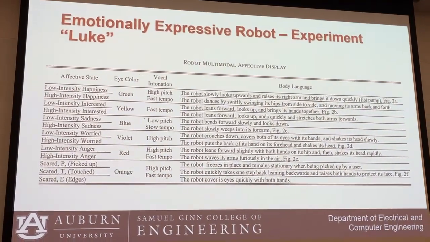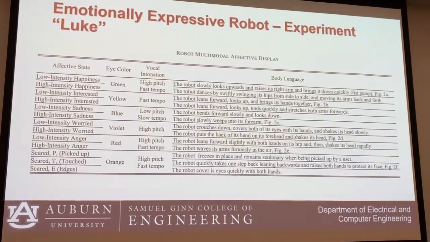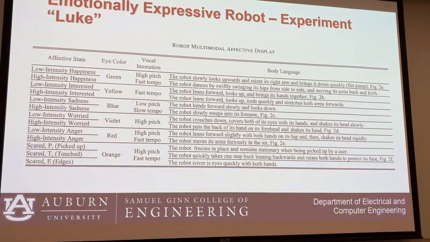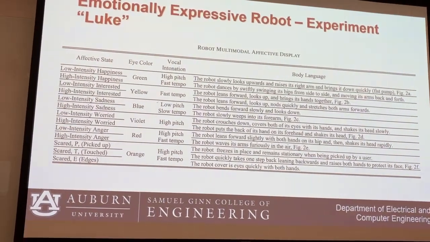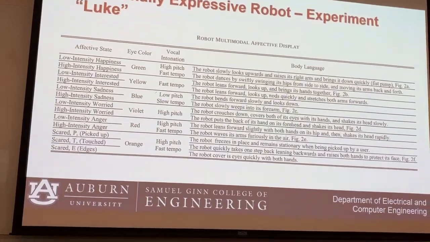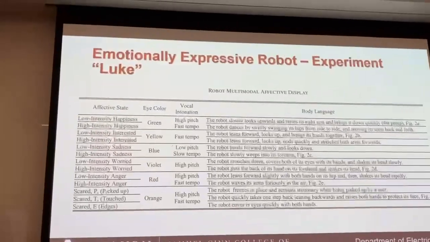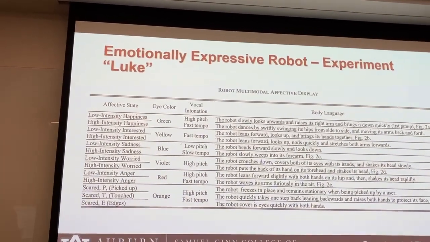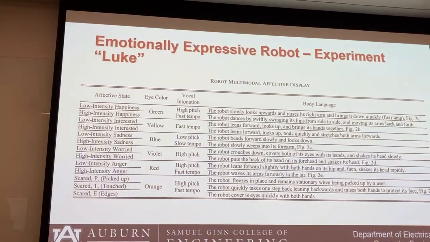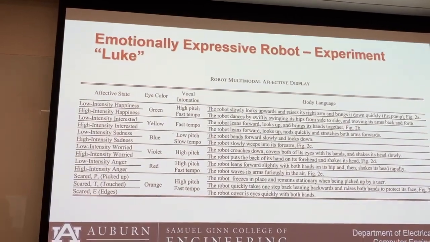And for the worried state, they have a violet eye color with high pitch vocal intonation. The robot will crouch down, cover both its eyes with its hands, and shake its head slowly for low intensity worried, and put the back of its hand on its forehead and shake its head for the high intensity worried.